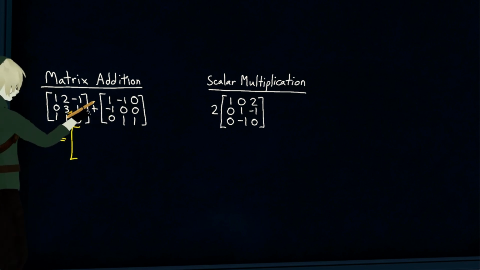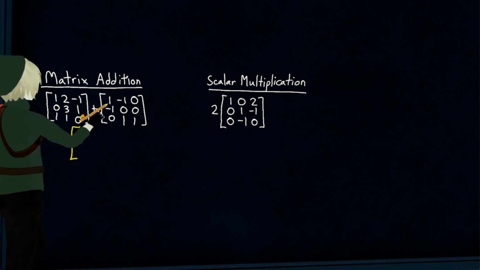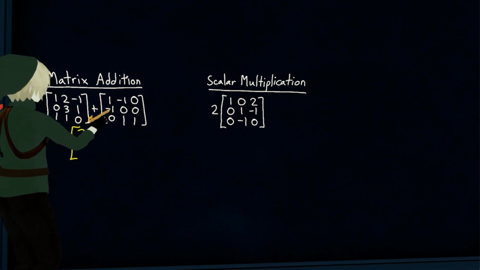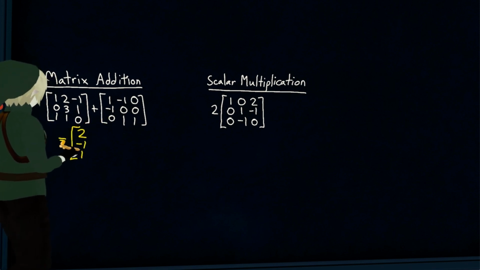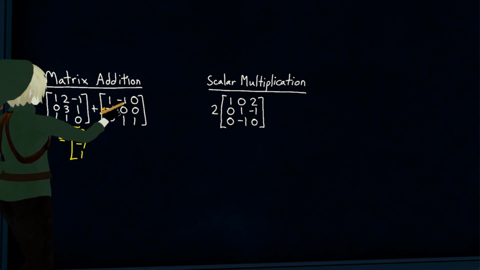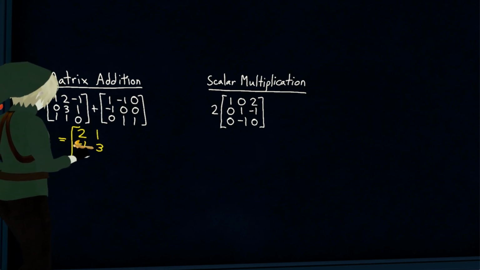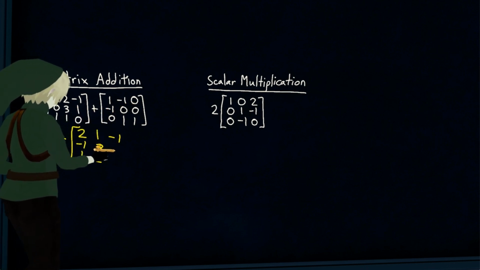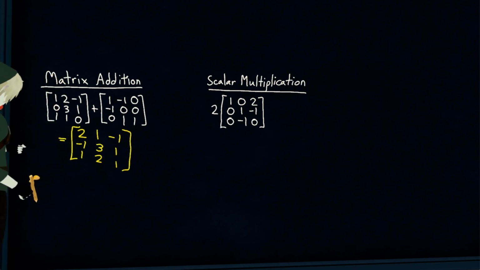So we go ahead and add these two, right? And the way you add is you pretty much just add by entries. So 1 plus 1 is 2. 0 plus -1 is -1. 1 plus 0 is 1. 2 plus -1 is 1. 3 plus 0 is 3. 1 plus 1 is 2. And then you just keep going and going, and you have your answer here.